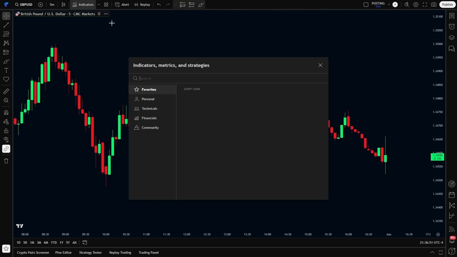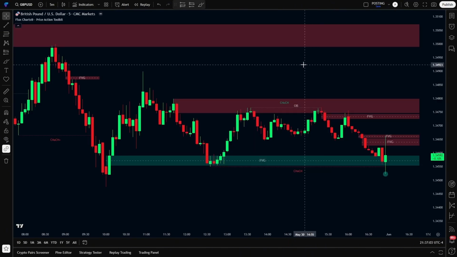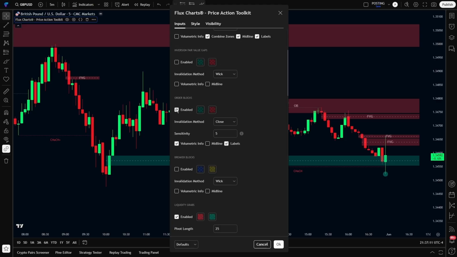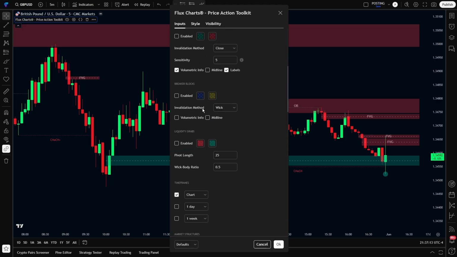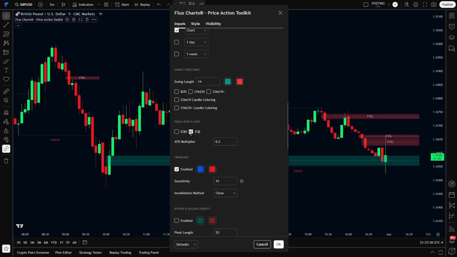Head over to the indicators tab and search for the price action toolkit. Once you've added the indicator to your chart, follow these settings just like me. We'll want to keep fair value gaps enabled, disable the order blocks, disable the liquidity grabs, disable all of the market structures, and then disable the equal highs and the equal lows.